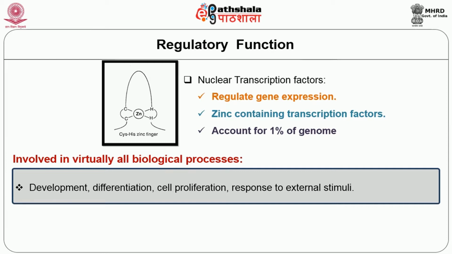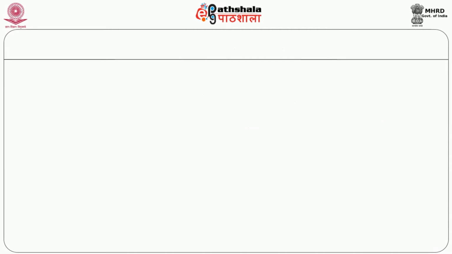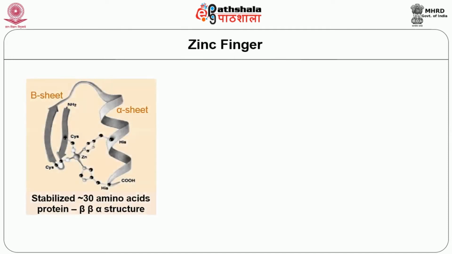So zinc is very much involved in development, differentiation and cell proliferation, because it is part of the DNA regulatory function, and zinc performs its regulatory functions through zinc finger motifs, which are proteins known to bind DNA, RNA or protein. The next slide shows you how a zinc finger actually forms.